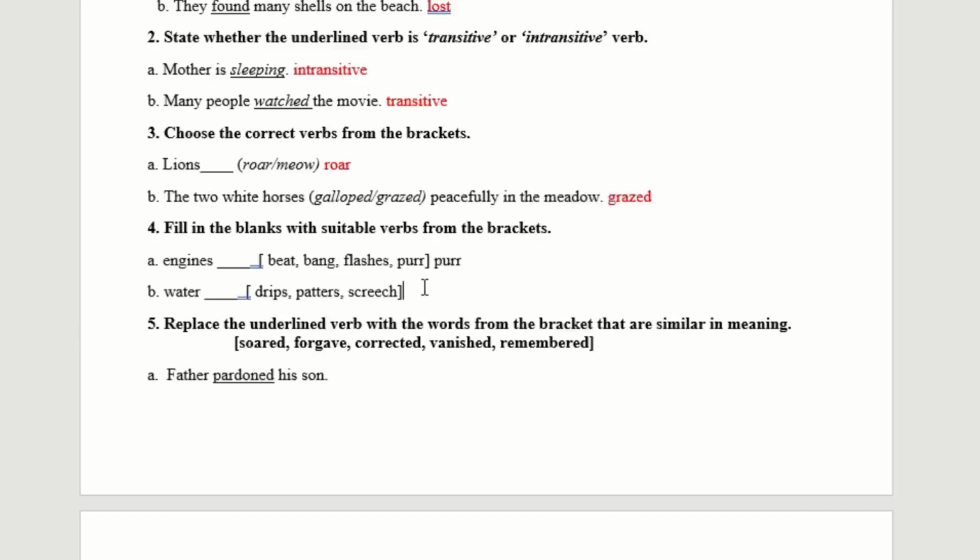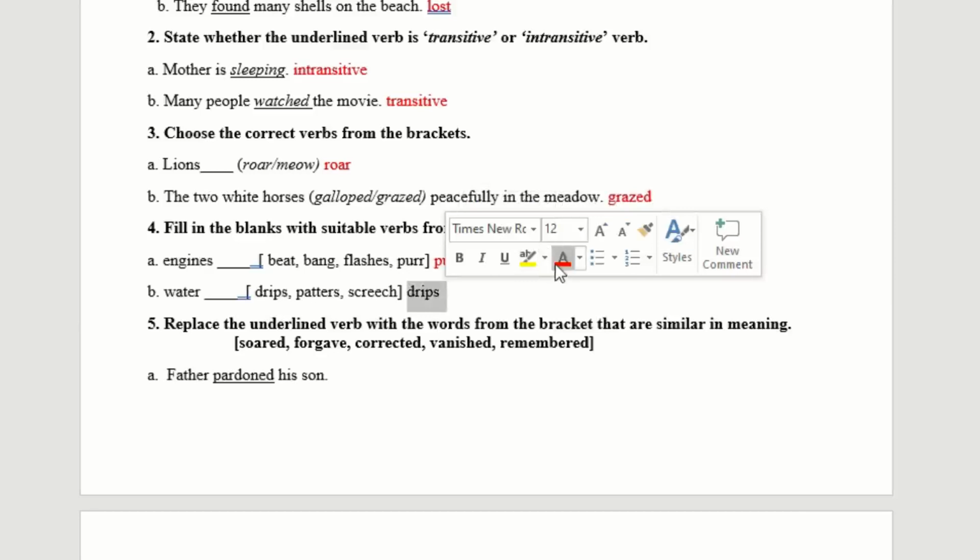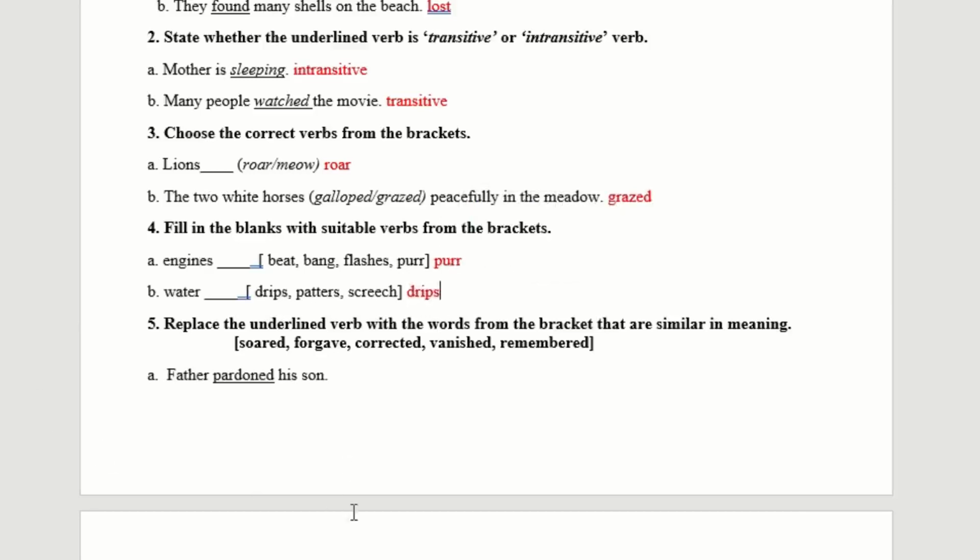Now let's see the second example. Water drips, patters or screech. Yes, the answer is drips. So you are supposed to write only the answers in the answer sheet.